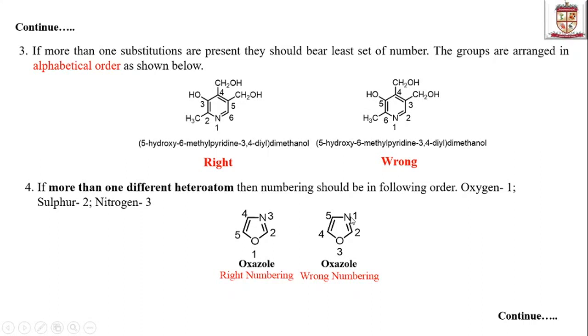In this case the first number is given to the nitrogen, then the lowest possible number, 3 or 2, is given to the oxygen, and hence it is wrong, because it doesn't follow the rule of order of heteroatoms, that is oxygen, sulfur and nitrogen, and so on. That's why this is a wrong numbering and this one is the right numbering. Always remember that.